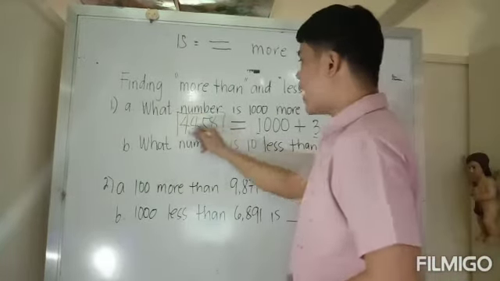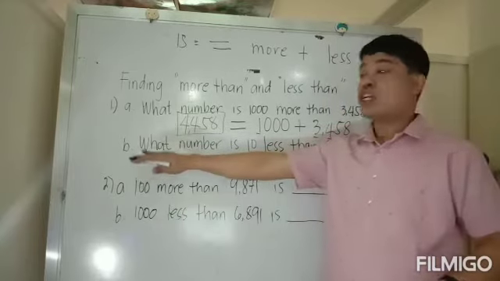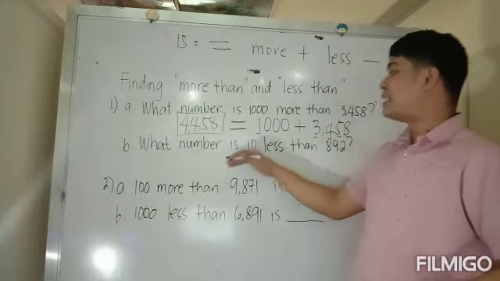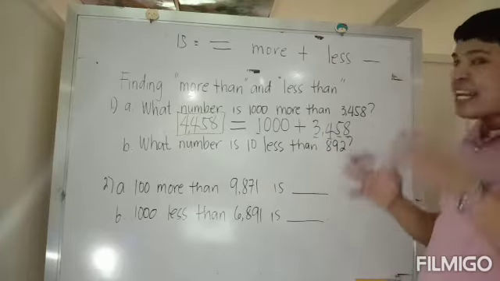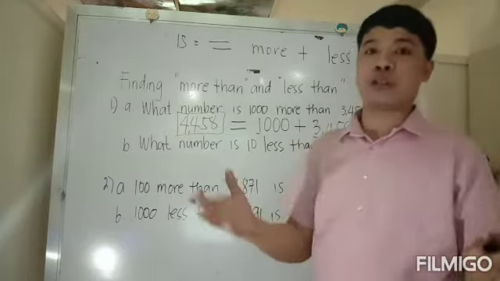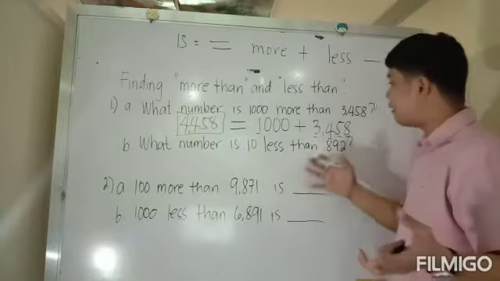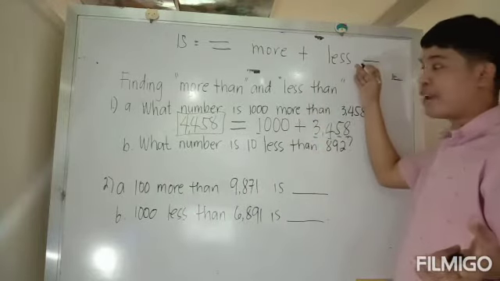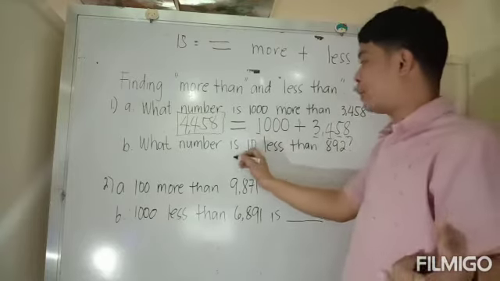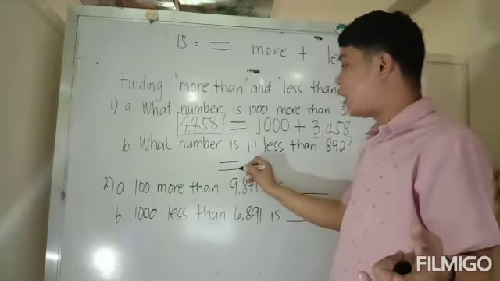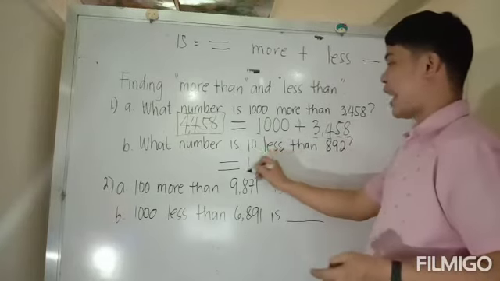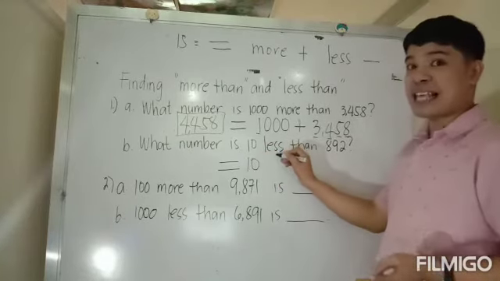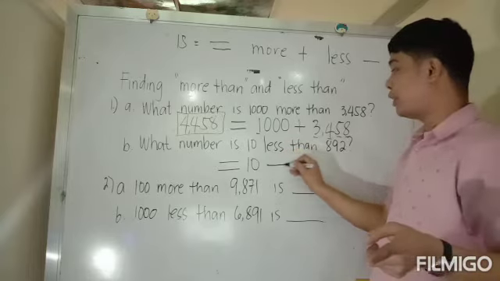Okay? So next one, we have letter B. What number is 10 less than 892? As I discussed and told you earlier, less means minus, and "is" is also placed here. So "is" means equal, so you will put equal there. And then you will just bring down the 10. And then the "less," that means minus, so you will put there minus.